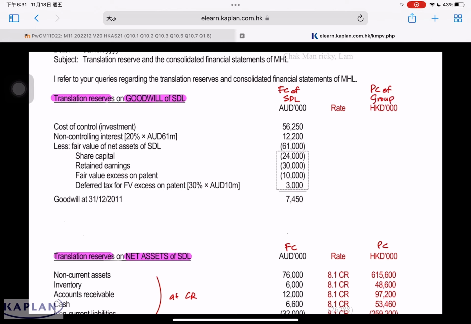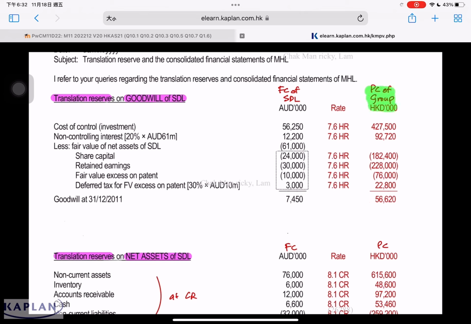The presentation currency of the group is Hong Kong dollar. These are the figures at the acquisition date, the figures we used to calculate goodwill for the first time. All these figures will be translated using the historical rate. The historical rate is 7.6, so the cost translates to Hong Kong dollar 427,500, and the NCI to Hong Kong dollar 92,720. Share capital translated, consolidated, and eliminated is 182,400. Retained earnings at the acquisition date translated, consolidated, eliminated is 228,000. The patent asset translated is 76,000. Because of this patent asset, we must account for deferred tax liability of 22,800. Goodwill is the balancing figure, which equals Hong Kong dollar 56,620.